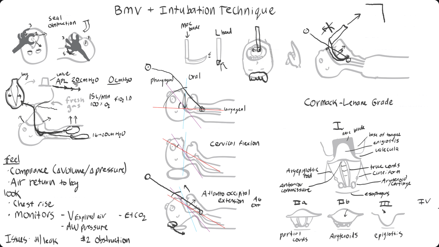There also is a grade 4 view, but that's just no glottic view whatsoever. So, I mean, maybe you'll be able to see just the tip of the epiglottis, but this is a very poor view and quite rare. So sometimes you will put your direct laryngoscope in, and this is the view you'll get. So it's close, but not quite there.